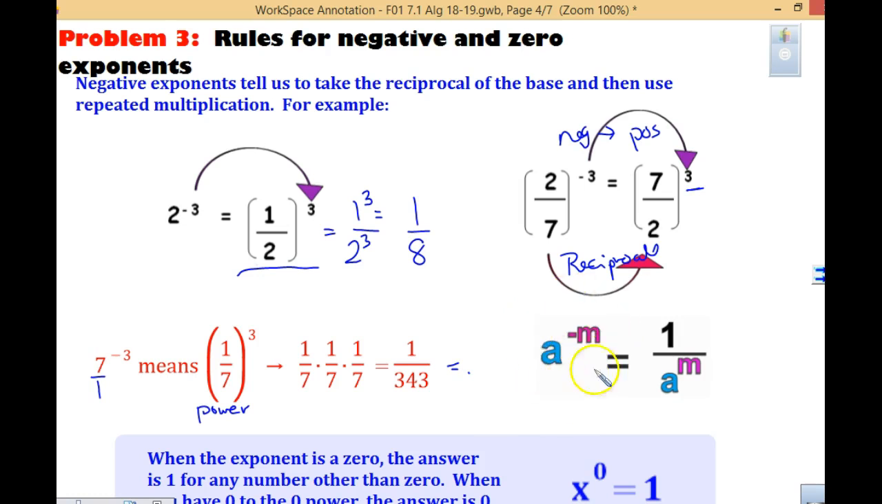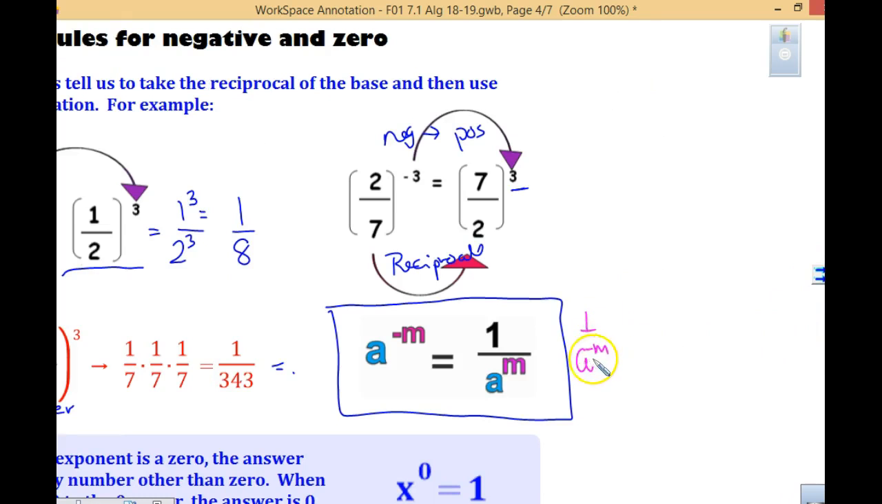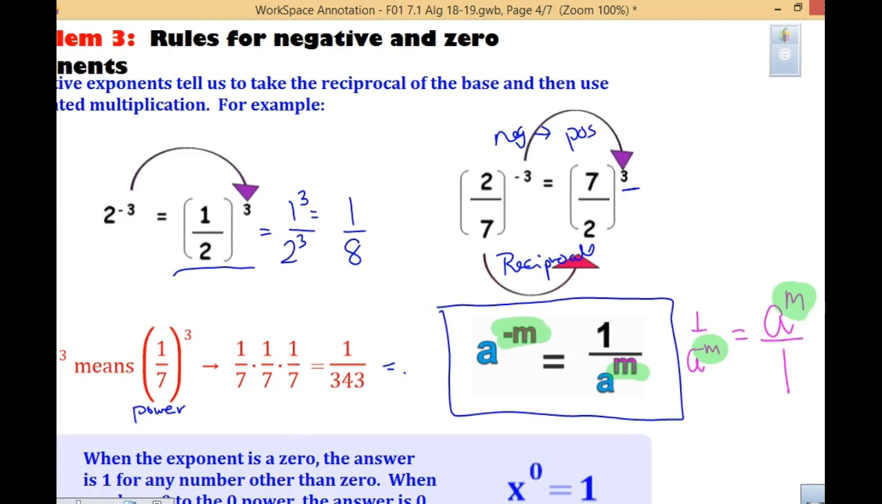So here's the rule. If you have a negative exponent, you can rewrite it as 1 over a to the m. So anytime you have a negative exponent, but that goes both ways. And so what I want you to also write down with this one is that if I have 1 over a to the negative m, that is going to be equal to a to the m, taking the reciprocal, over 1. So anytime you have a negative exponent in the numerator, you move it to the denominator, and it makes it positive. If it's negative in the denominator, you move it to the numerator, and it makes it positive. So you're just kind of switching those back and forth.